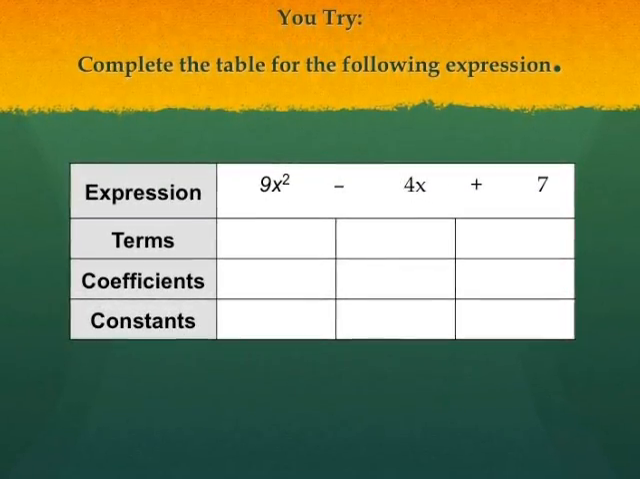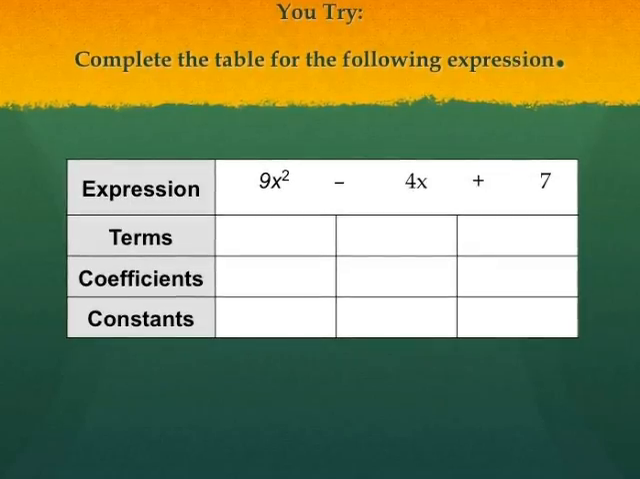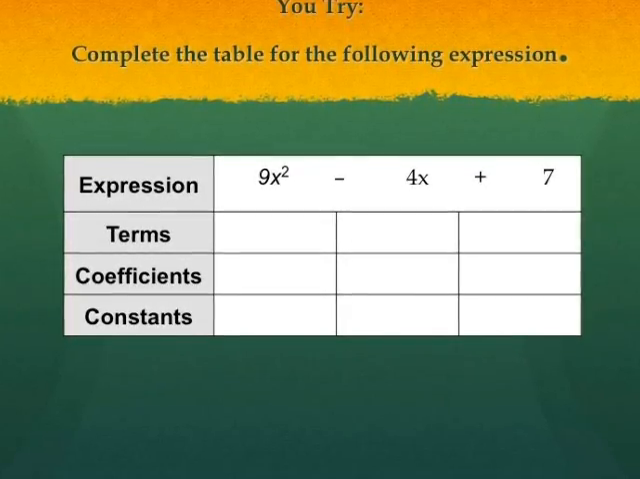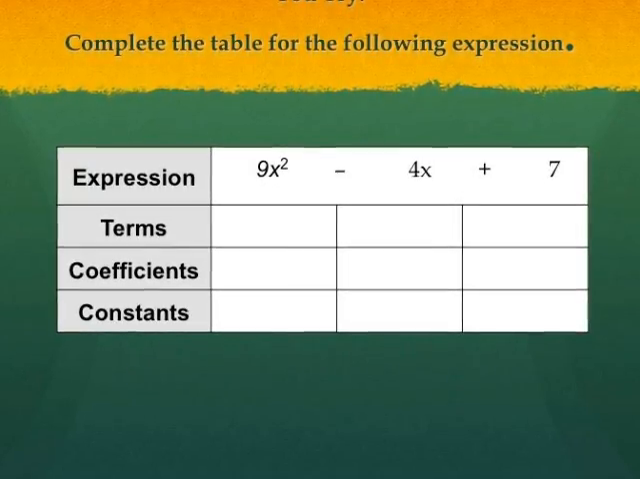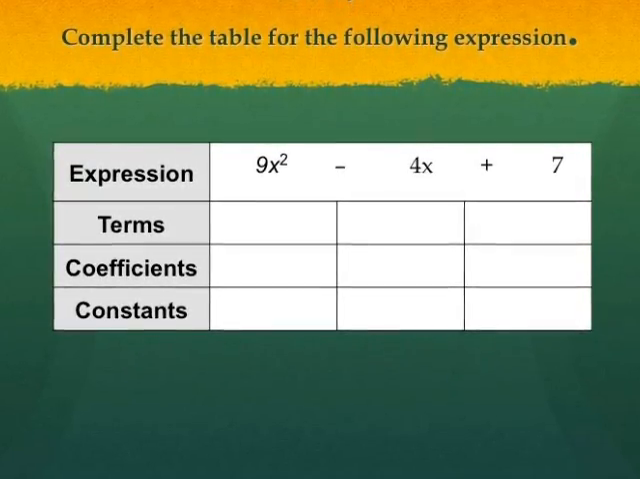You try. Complete the table for the following expression: 9x squared minus 4x plus 7. I will give you some time to finish it.